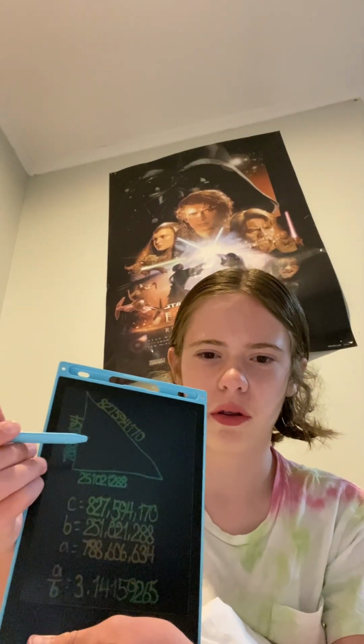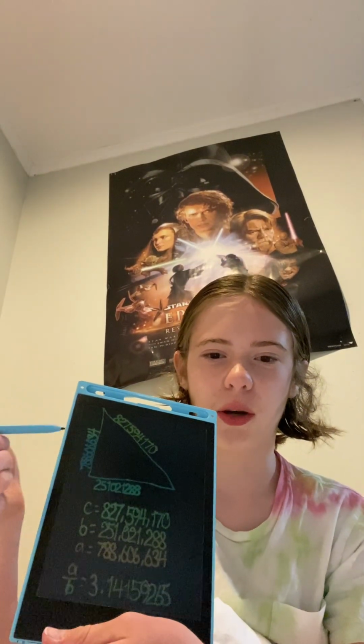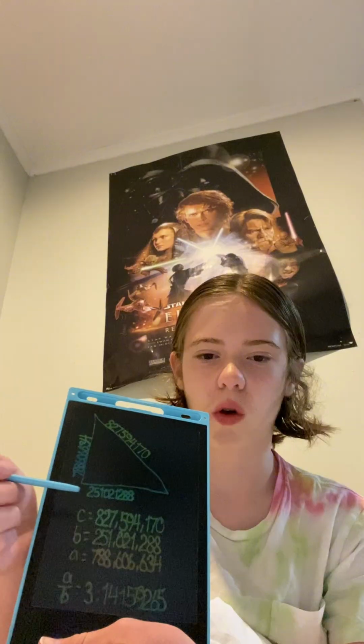But watch what happens if you take the ratio between A and B. You get an extremely close approximation for pi. You get 3.14159265, which is extremely close to pi. Just hidden in this right triangle with a gigantic hypotenuse of 827,594,170, which I think is pretty neat. But it wouldn't be a huge triangle if those side lengths are measured in femtometers or something. But those are just rational approximations for pi.